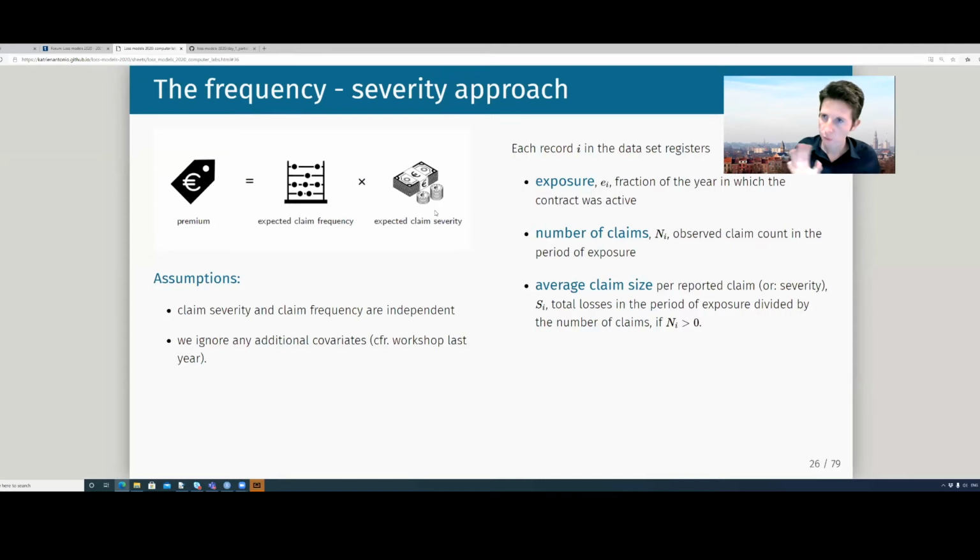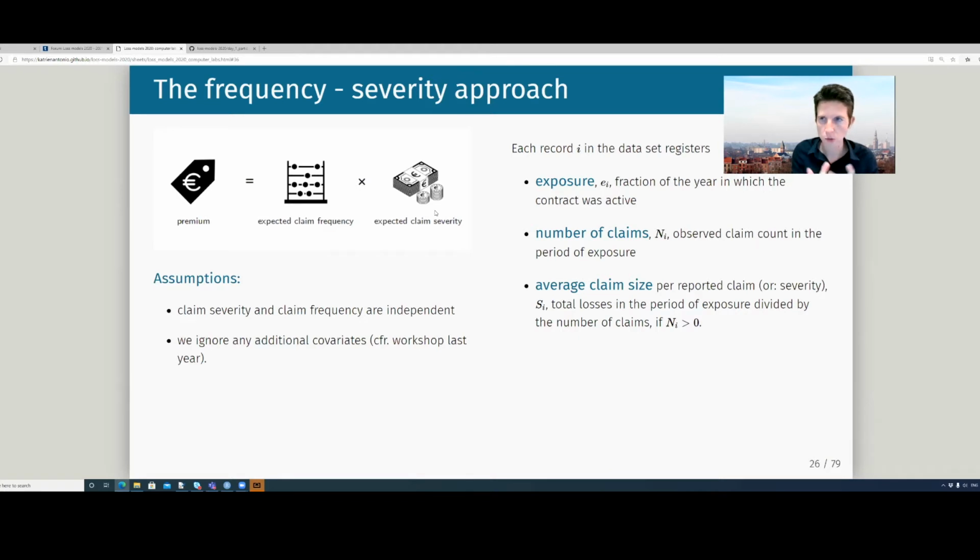So what's the idea? Throughout the course, we've been working with this frequency severity approach. And you know that a technical premium, or a risk premium, or a technical price, we can construct by building a model for the expected claim frequency and multiplying it with our calibration of the expected claim severity. That's why we typically build two models, one for frequency, one for severity. We typically make the assumption of independence between frequency and severity.